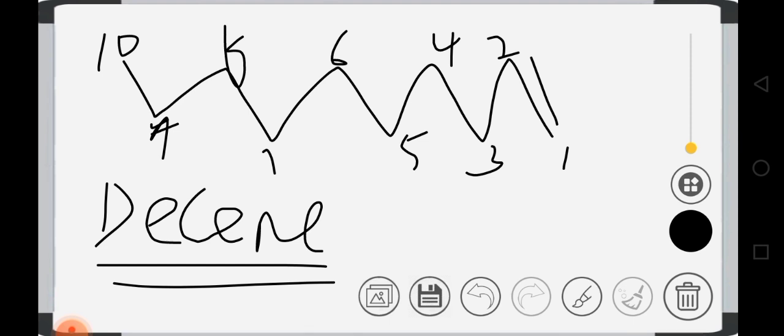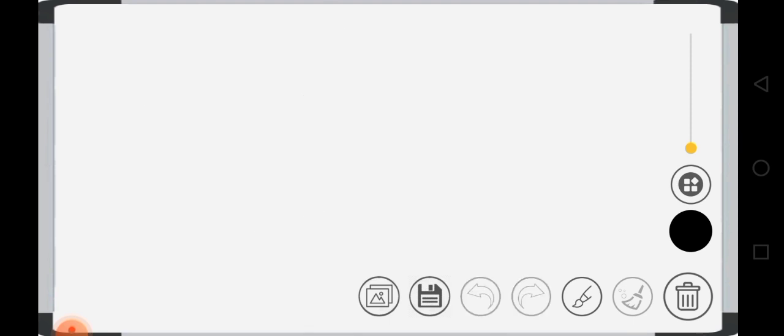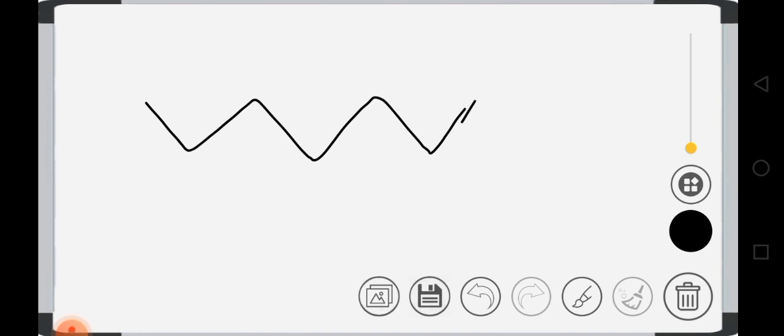So let me just look at another one. Let's see if we can do another one like this. Something like this. One, two, three, four, five, six, 7, 8, 9. So let's look at this. If you count from here, now we're going to have 1, 2, 3, 4, 5, 6, 7, 8, 9. If we count from here, we're going to have 1, 2, 3, 4, 5, 6, 7.